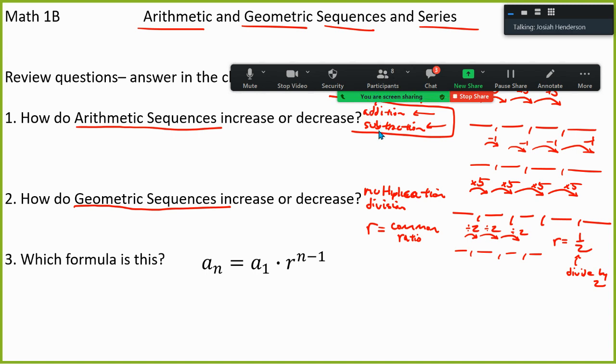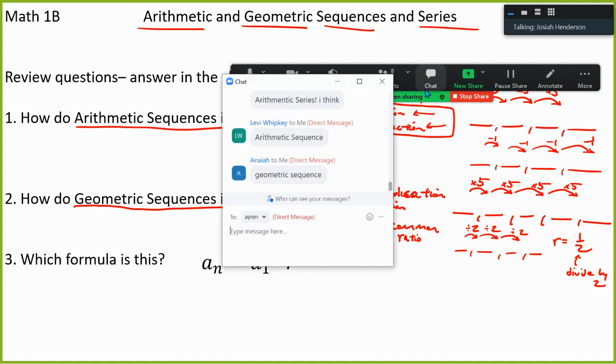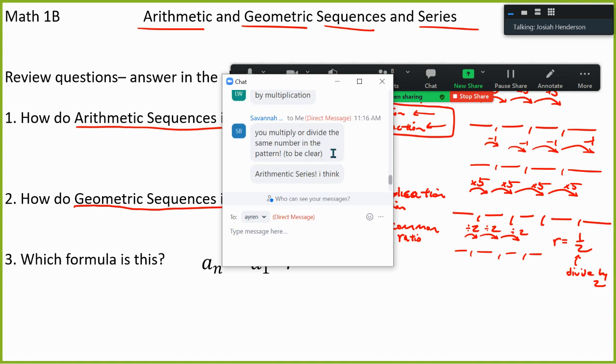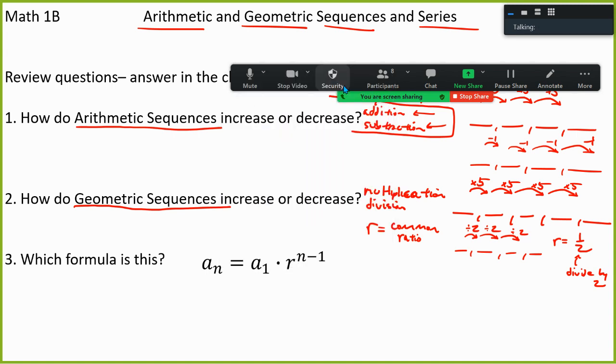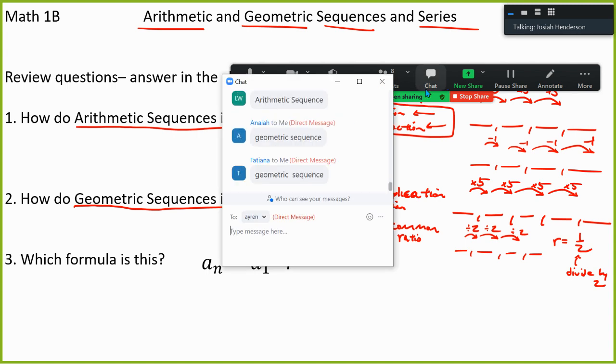All right, I see 3 responses. Thank you, folks. Check your notes, or if you have a feeling you remember it, go ahead and type in what you're thinking. Okay, let's see who's answered. Anaya, Levi, and Savannah. Thank you, 3, for answering. I appreciate you trying.